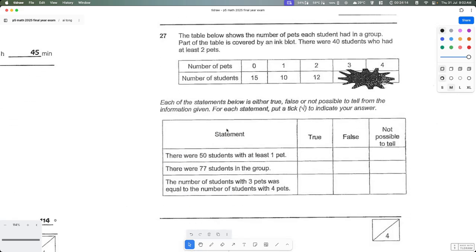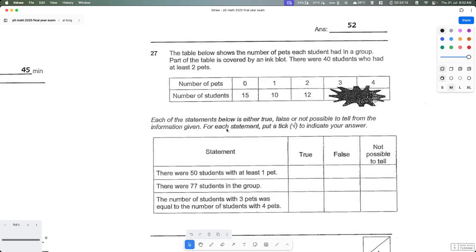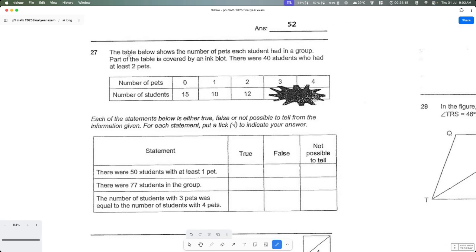Let's move on to question 27. Question 27 says the table below shows the number of pads each student had in a group. Part of the table is covered by an ink blot. There are 40 students who had at least 2 pads. Each of the statements below is either true, false, or not possible to tell from the information given. For each statement, put a tick to indicate your answer.